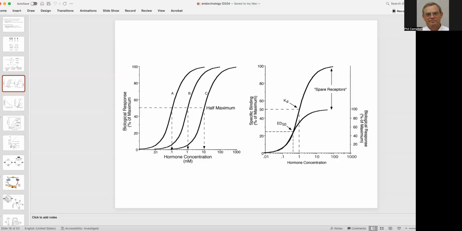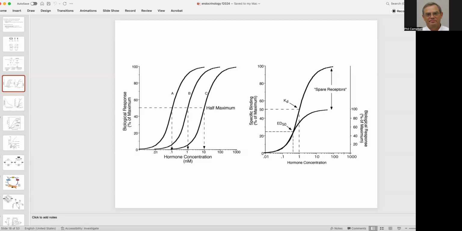So all biological response curves are sigmoidal. By definition, they just have to be because we're talking about concentrations. There's this toe region where we have to have enough to even initiate a biological response. Then we have this log phase, and then we reach saturation. All biological response curves in endocrinology, I don't care whether we're talking cell proliferation in vitro, milk production in vivo, cell growth, it doesn't matter what it is, we can express it here.